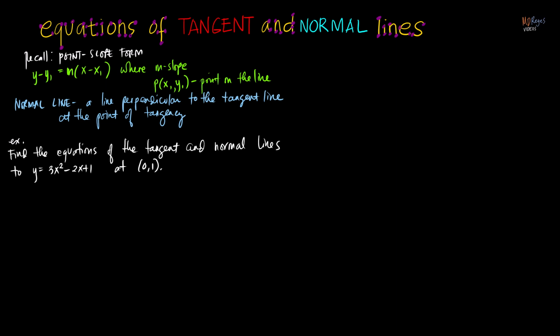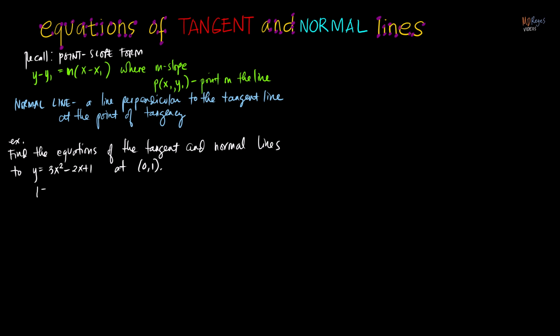So in this example, we are given a specific curve, y equals 3x squared minus 2x plus 1, and a specific point of tangency. First, we have to make sure that the given point is a point on the given curve. So just substitute the x and y coordinates. If it satisfies the equation of the function, then the given point is a point on the curve. So if x is equal to 0 and y is equal to 1, does the point satisfy our equation?